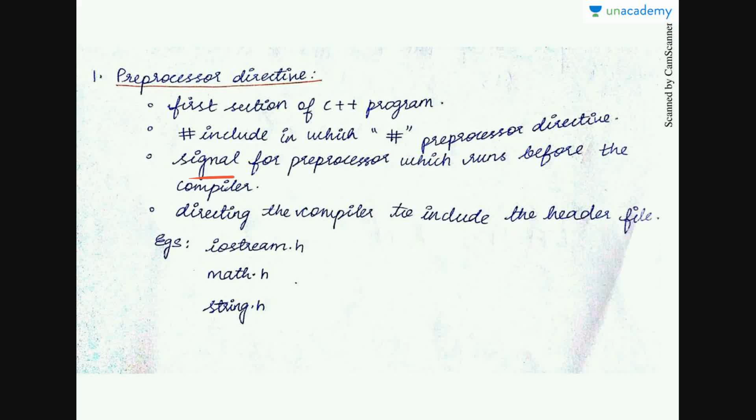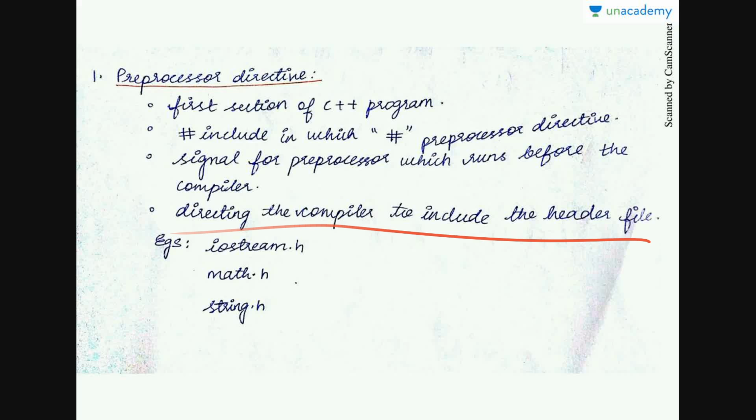This is for signaling the preprocessor, which runs before the compiler. The compiler then starts executing line by line. So for that to happen, we tell the preprocessor to include these functions. Hence, the first line of every program will be #include followed by the file name. Next is directing the compiler to include the header files.